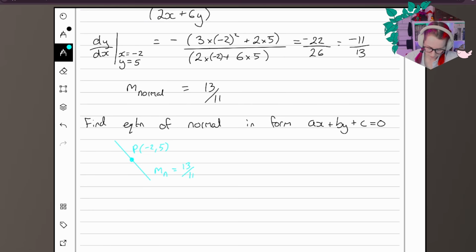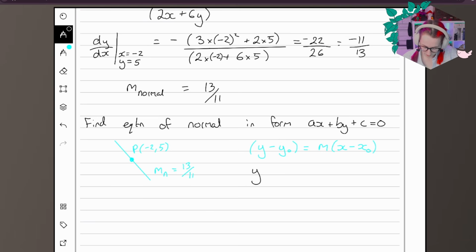Because the equation of a line is y minus y naught equals m times (x minus x naught). So that's our equation of our line. If we plug these in, where y naught and x naught are the values of a point on the line, y minus 5 equals 13 over 11 of (x minus minus 2). So the minus and the minus cancel out and become a plus, which is nice. Then we just need to expand this out because we want it in the form ax plus by plus c equals 0.